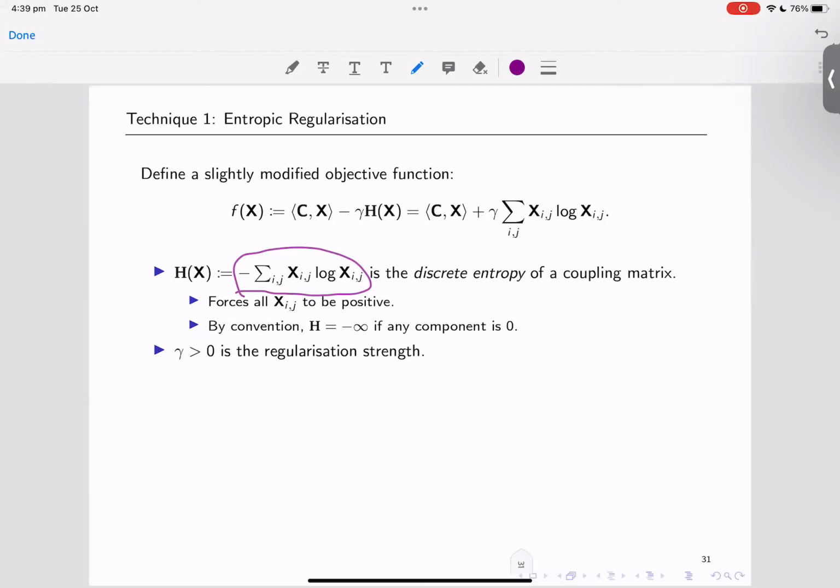If you look closely, x times log x reminds you of entropy, or cross entropy, whichever you define it to be. Indeed, this function is called the discrete entropy of this matrix. Why does it work? It works because x is non-negative, so the log makes sense. It actually enforces x to be positive, because we don't have log of zero. You can think of this term as basically a regularizer to your objective.